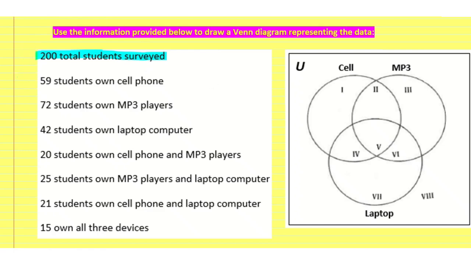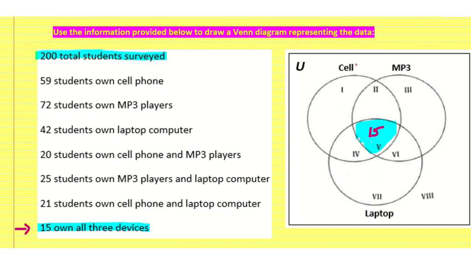No, we do not. We need to start in the middle of our Venn diagram, which means that we need to go find which students own all three. All three, cell phone, MP3 player, and a laptop. So, we need to go down here at the bottom. 15 own all three. So instead of starting at the top of this data list, we're actually going to start here at the bottom. They tell us that 15 students own all three. So that means 15 is going to go in the center because that is where the all three circles intersect.